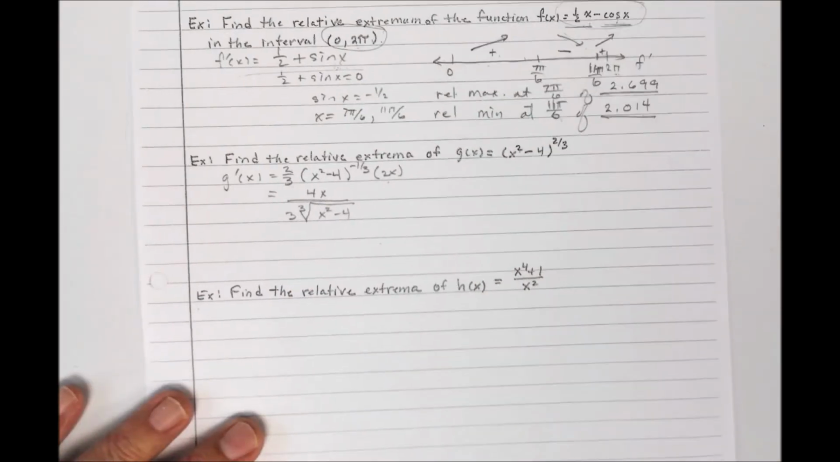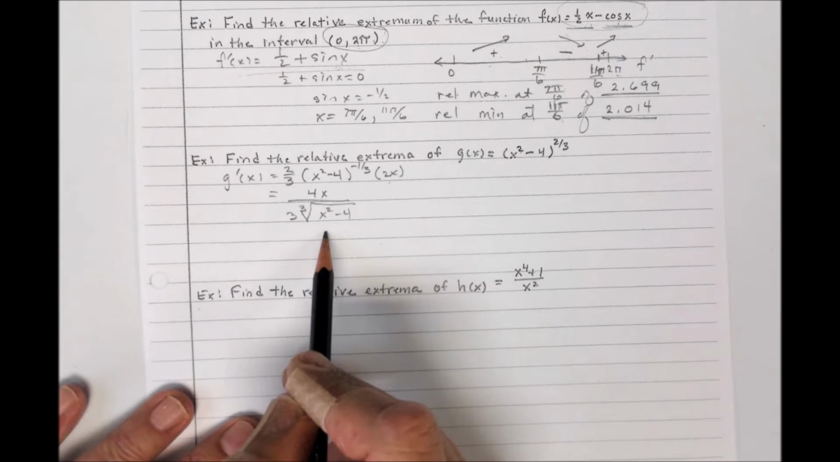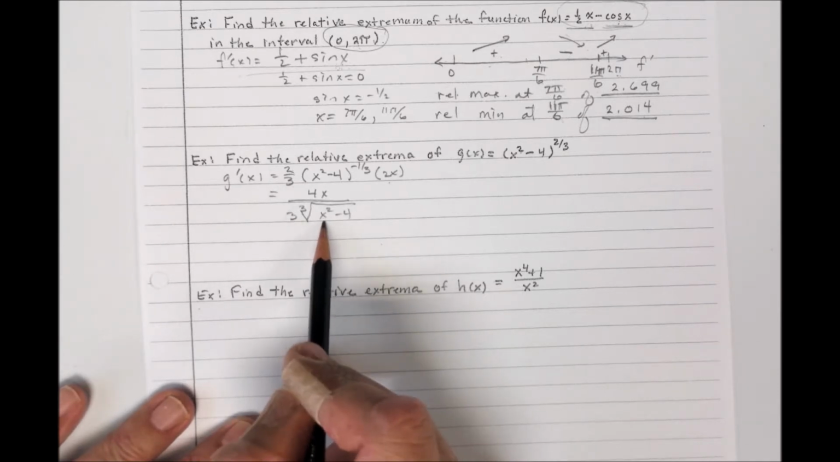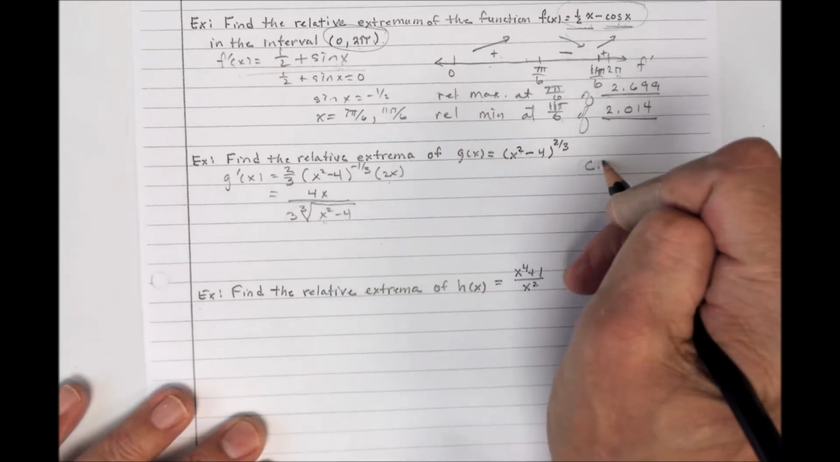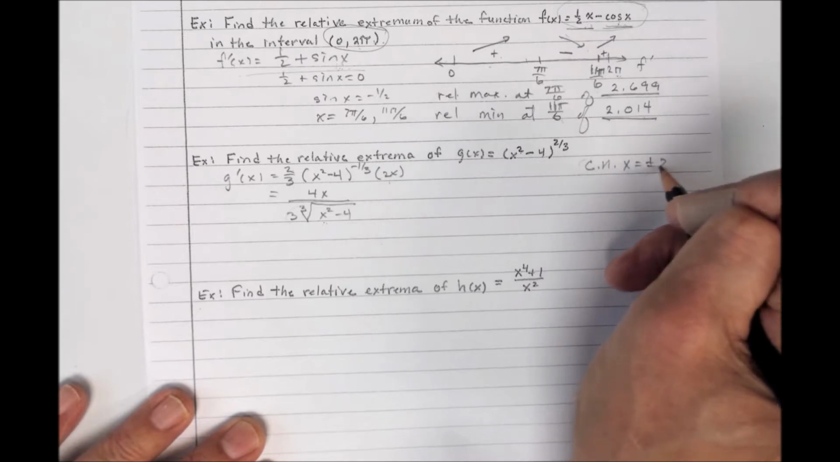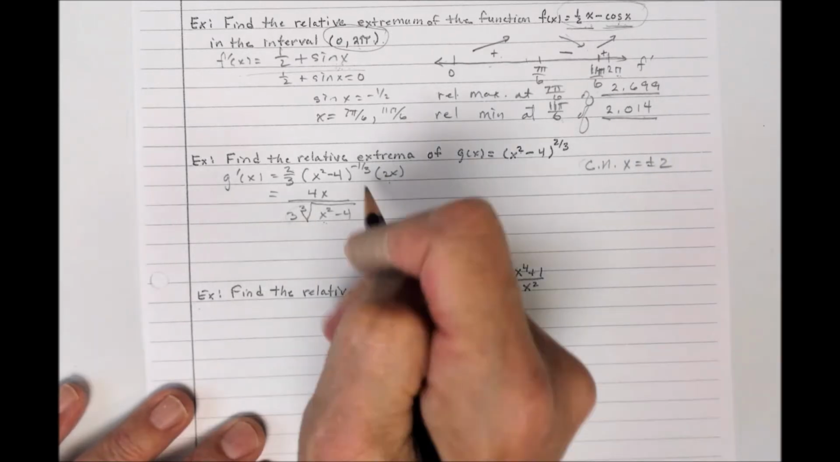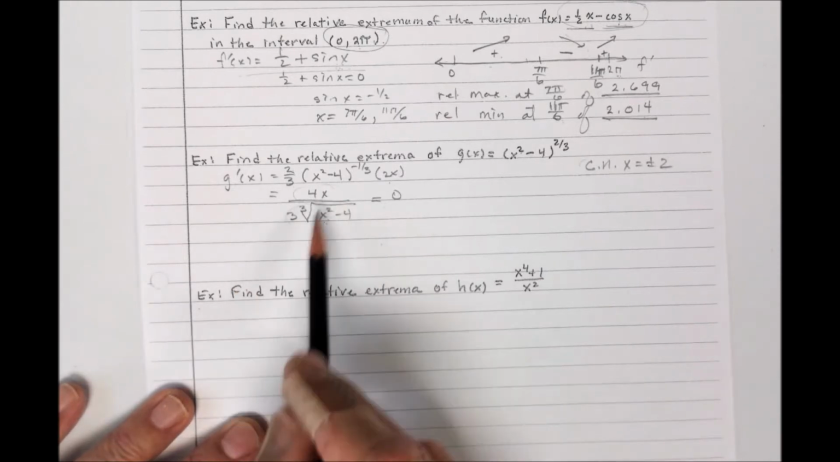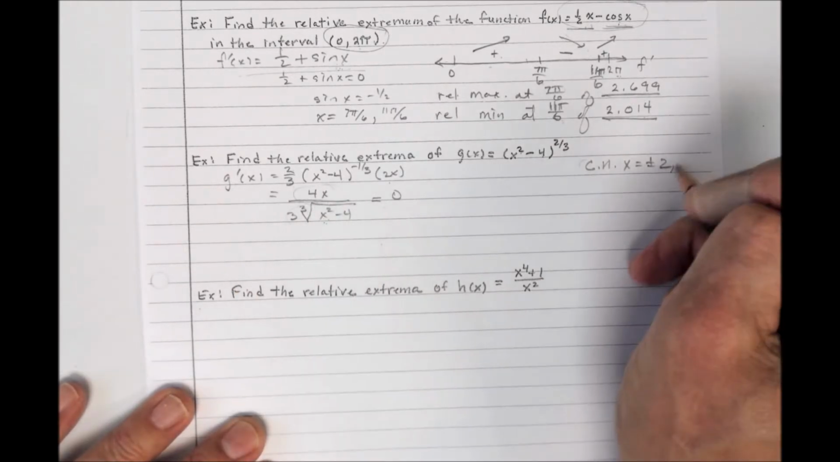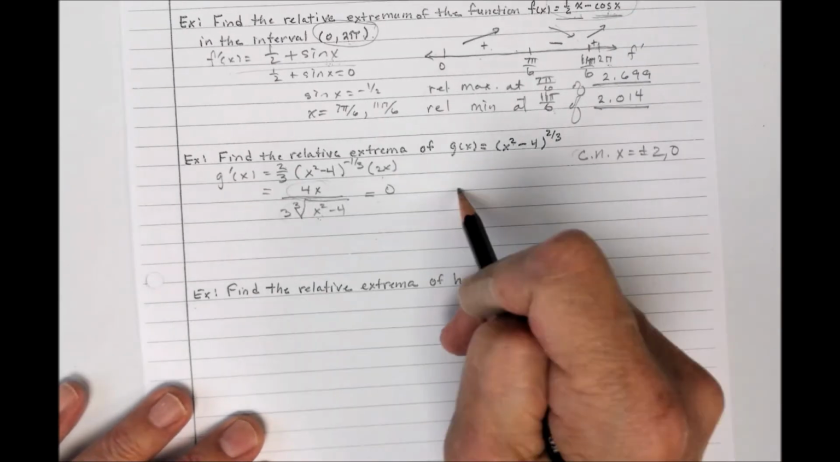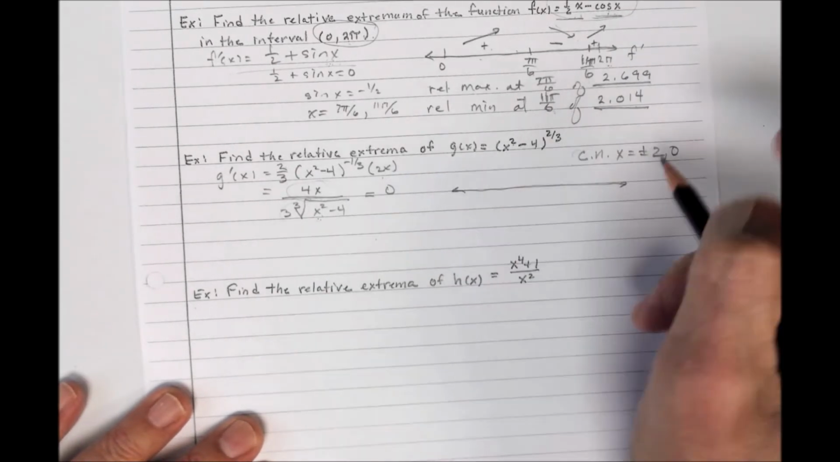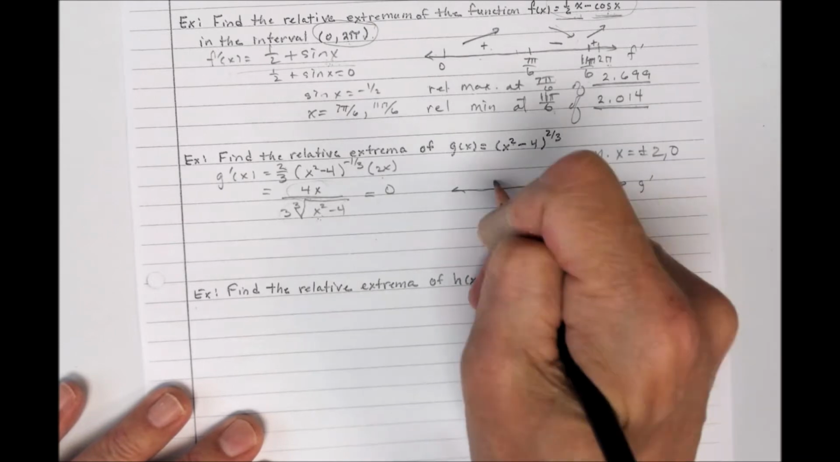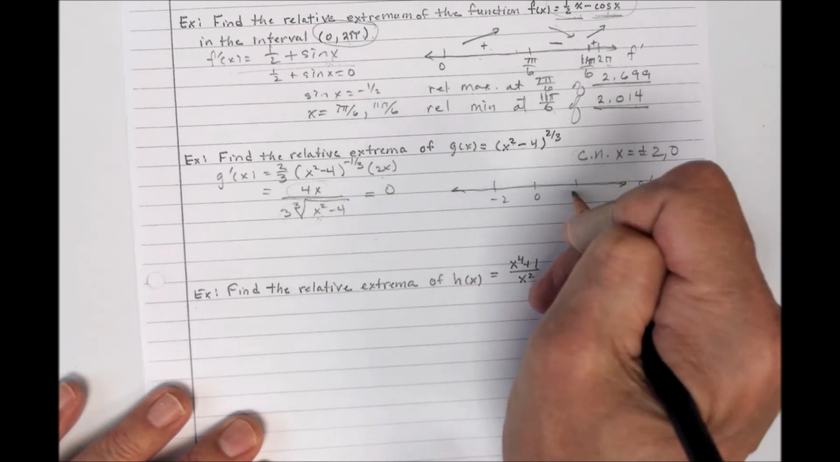Well, I got problems. This is going to be undefined at 2 and negative 2, because I'm going to get 0 in the denominator. So I have critical numbers at x equals plus or minus 2, and if I set my derivative equal to 0, this is equal to 0 when the numerator is 0, and the numerator is 0 when x is 0. So I have 3 critical numbers. So I draw out my number line. This is for g prime, negative 2, 0, 2.